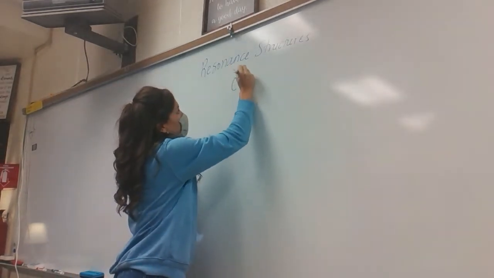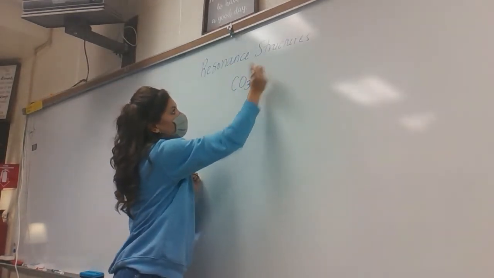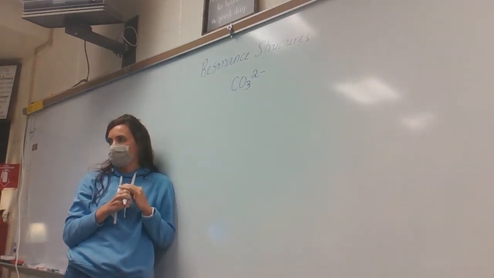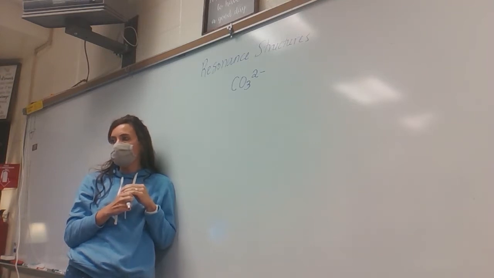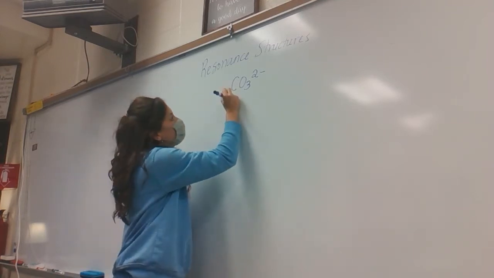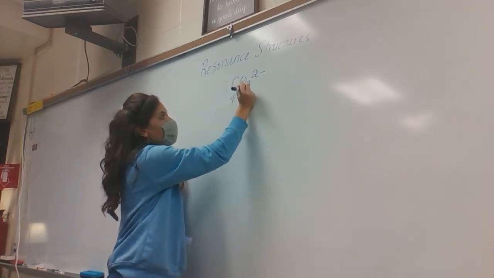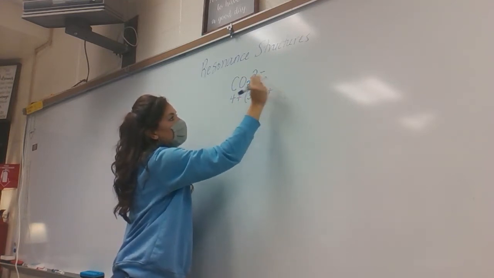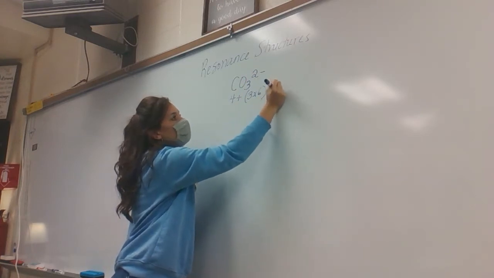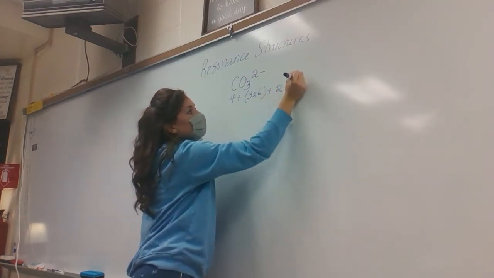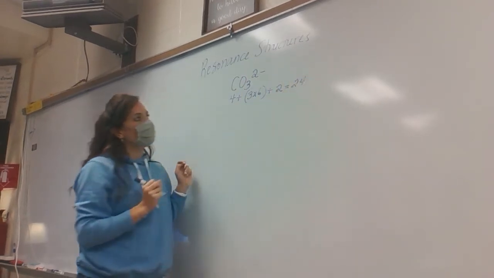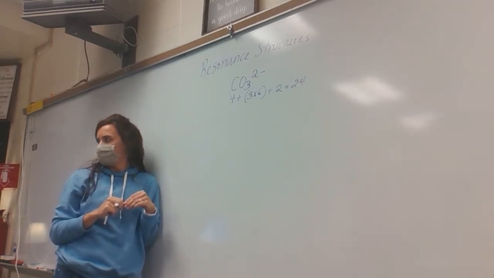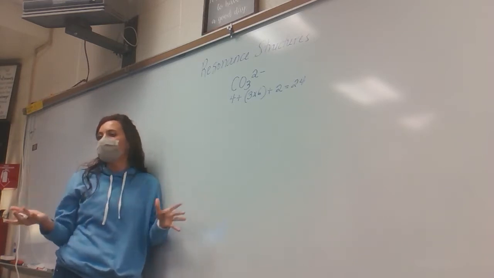So carbonate, polyatomic ion, covalent bonding, all nonmetals. Carbon has 4. Each oxygen has 6. And we add 2 extra for the 2 minus charge to give us 24 electrons. Okay, so then you just draw your structure.